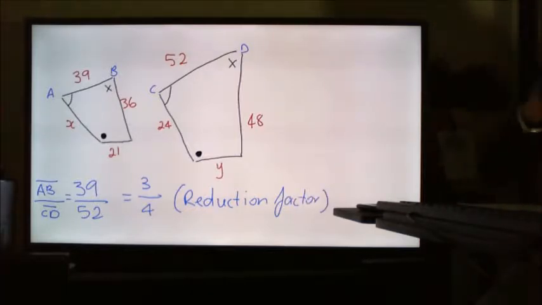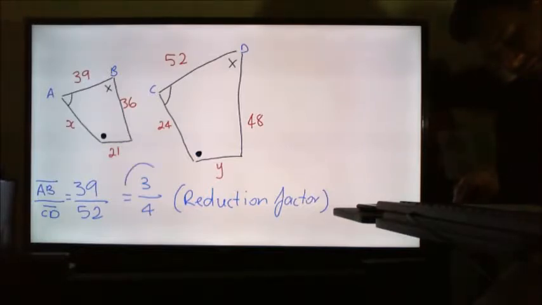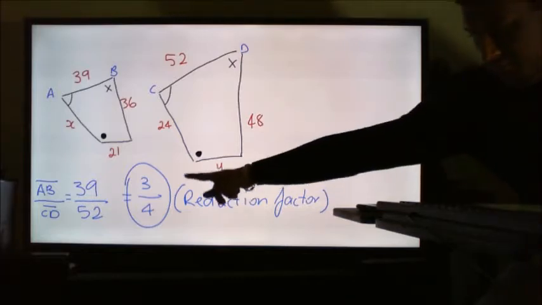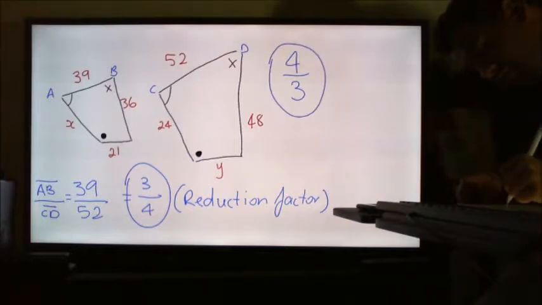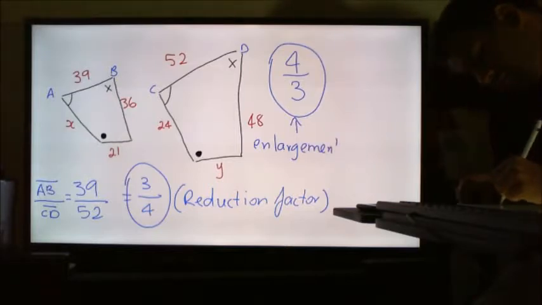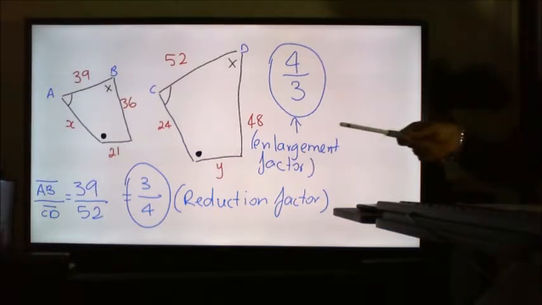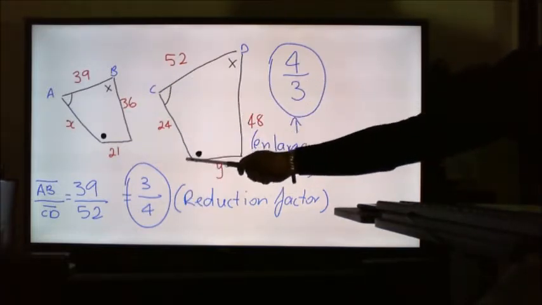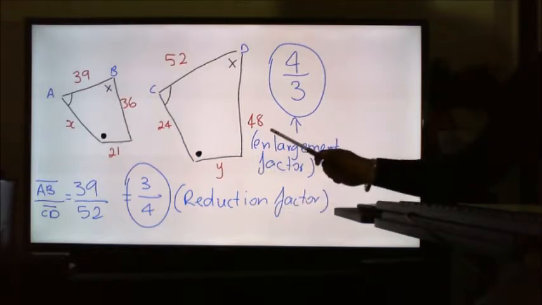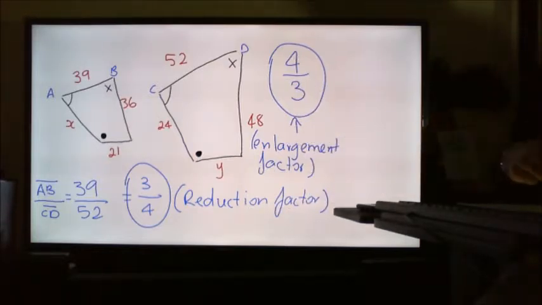Now, the opposite of the reduction factor is the enlargement factor. The enlargement factor is quite simply the opposite, which is, if that's 3 over 4 there, then it's going to be the opposite of 3 over 4, which is 4 over 3. And that 4 over 3 there is called the enlargement factor. And that's how simple it is, guys. It's just as simple as finding out the ratio of the same side, putting it as a fraction, simplifying that fraction, that gives you the reduction factor, and then flipping it over gives you the enlargement factor.